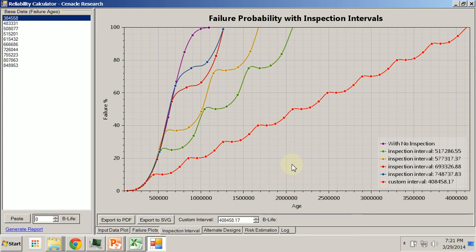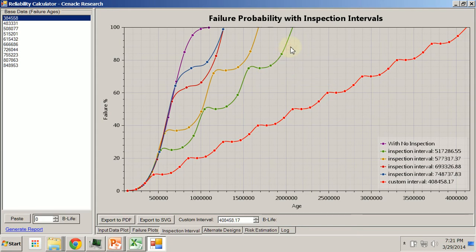In this case, the blue line corresponds to no inspection, that is the base failure data as is without any inspection at all. Whereas the green line represents an inspection interval of 517286, that is about 517,000 cycles, and the failure probability is given by this green curve you can see on the screen.